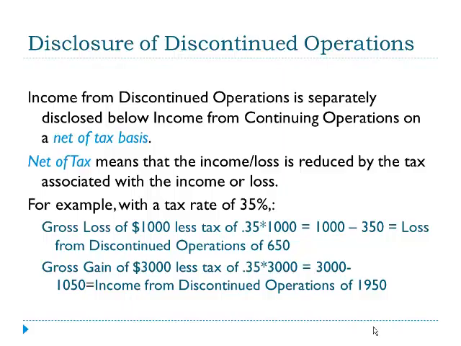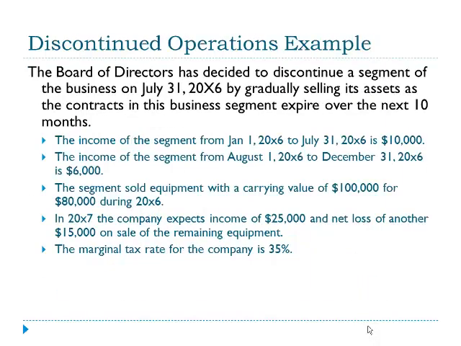If there were a gain of $3,000, for example, then there would be additional taxes to be paid. 35% times 3,000 is 1,050. The discontinued operations gain would be reduced by the amount of additional taxes, and so income from discontinued operations, net of tax, is 1,950.